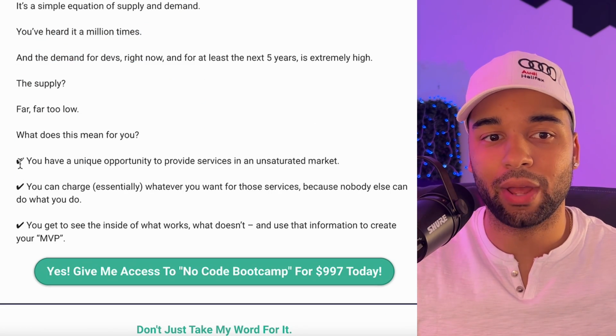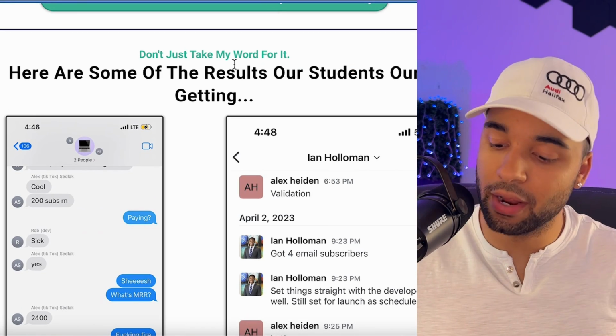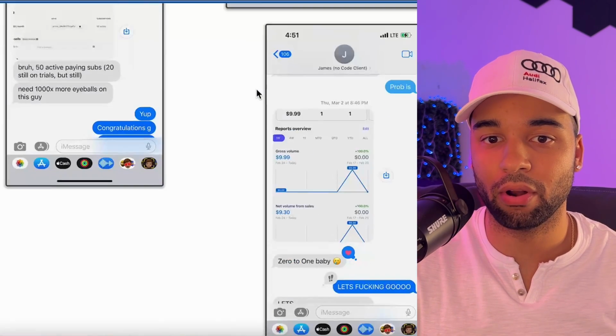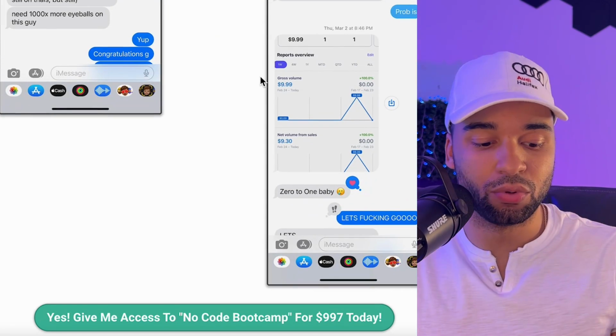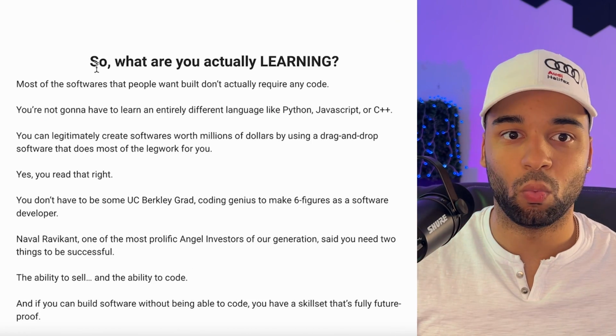And as you can see, we have more benefits bullets over here. And then we have a purchase button. And then we have some testimonials. Okay. Now testimonials is something you'll see on essentially every single sales page because they're a very, very important part. It's very important to show that whatever you do either works or people really like it or people have gotten results from it. So what are you actually learning?